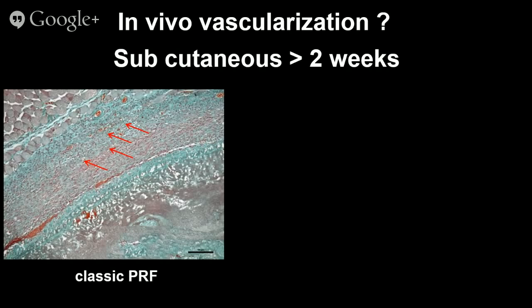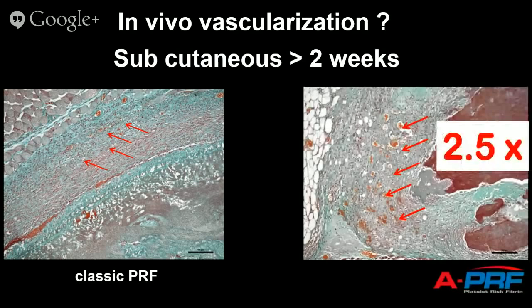However, we wanted only to increase the vascularization. If we compare in vivo vascularization with PRF and with A-PRF, we have 2.5 times more vessels. This is what we wanted, only to increase the vascularization. Why do we increase the vascularization? Because we have more white cells. I believe that the concept of PRGF without white cells is completely outdated today. It's not logical to avoid the white cells when we want to create inflammation, and inflammation will create the new vessels.